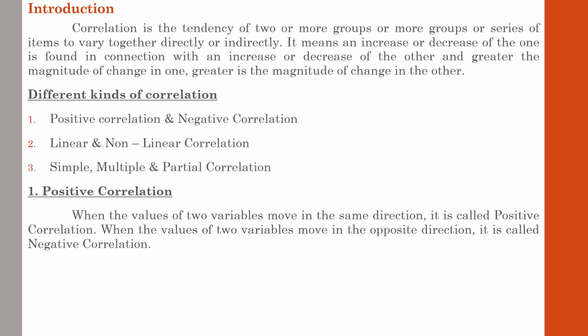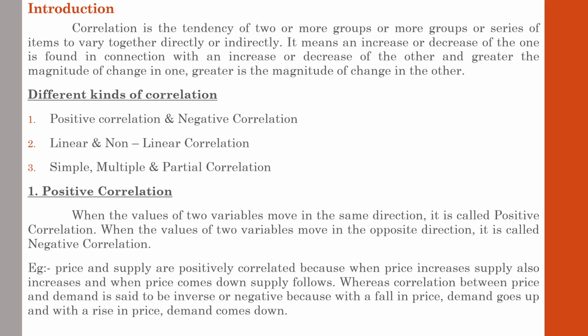So I hope you understand the concept. Positive means when two variables go in the same direction. When one increases, the other also increases. When one decreases, the other also decreases. Negative correlation is a situation where a change in one variable is followed by an opposite change in the other variable. That is, when one increases, correspondingly the other variable decreases. That is the concept of positive correlation and negative correlation. So just go through the example stated here.